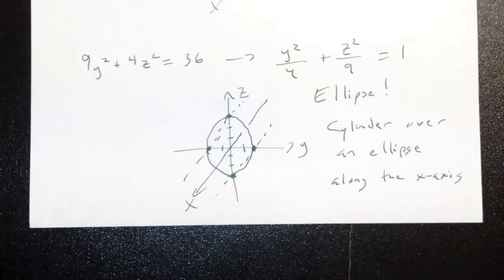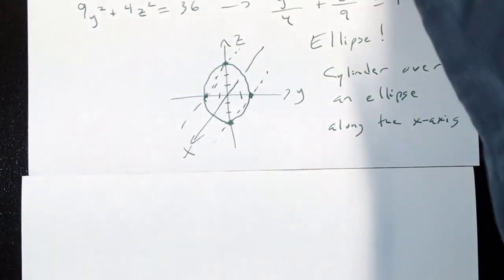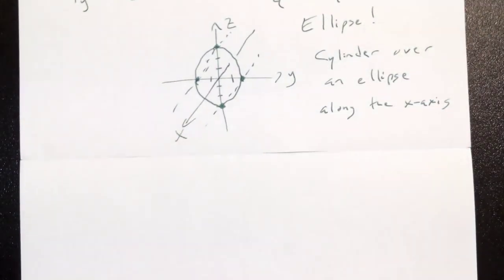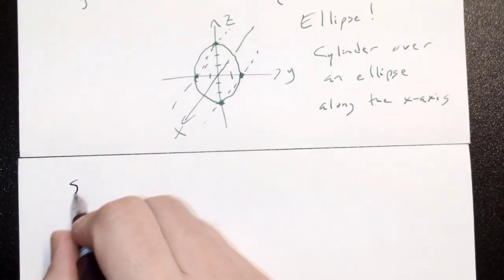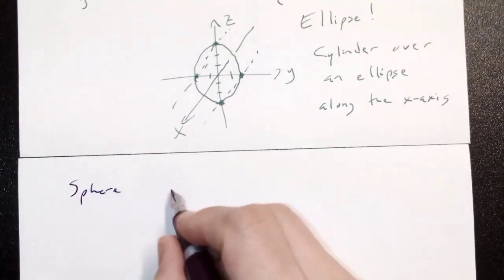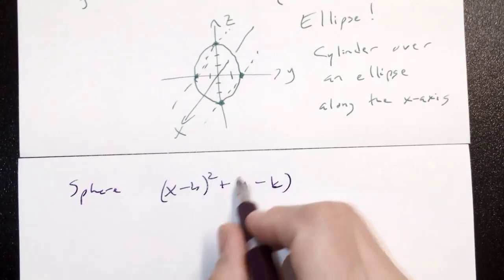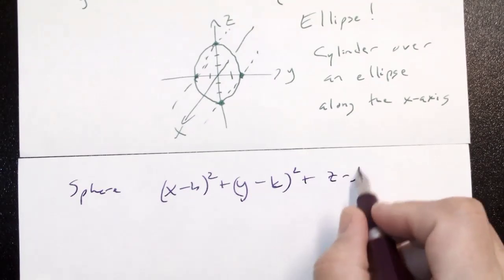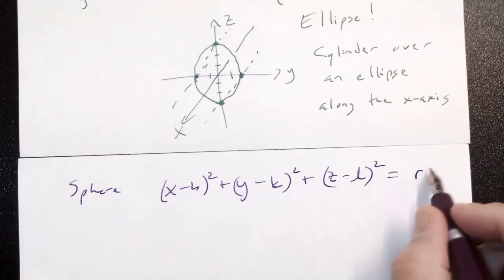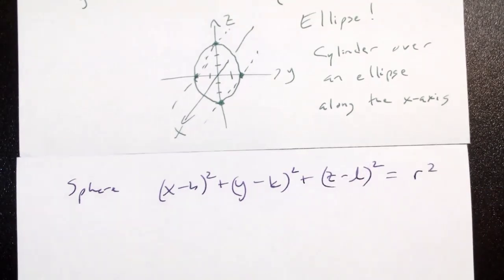Cylinders are missing a variable. Planes were not missing a variable. Spheres were not missing a variable, right? So when we were looking at spheres, we had an equation that looked like that. But everything in there is squared.